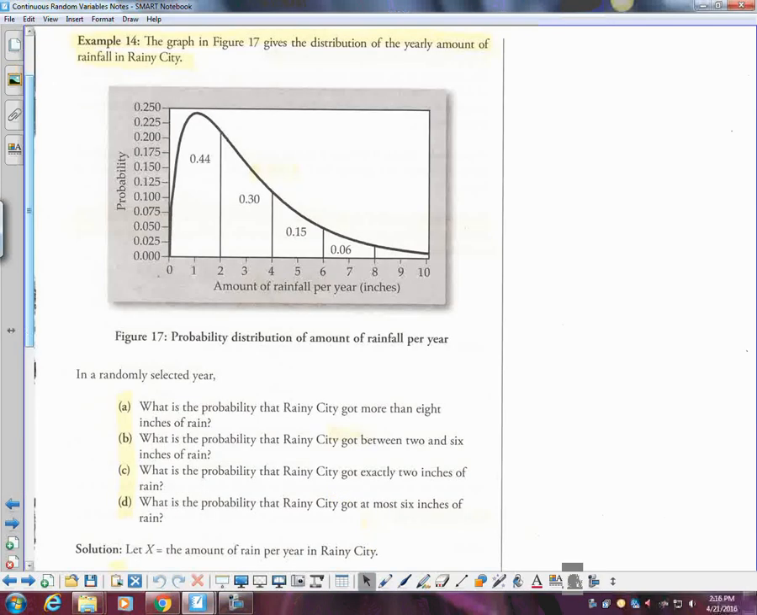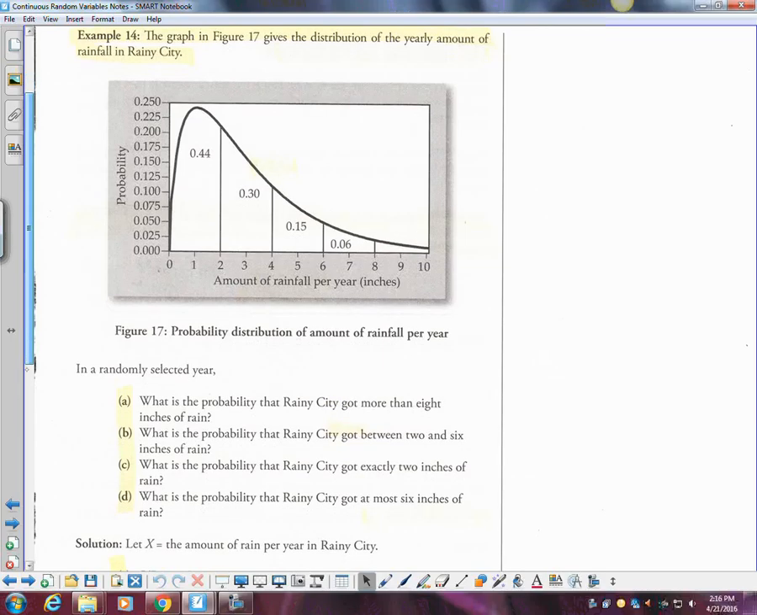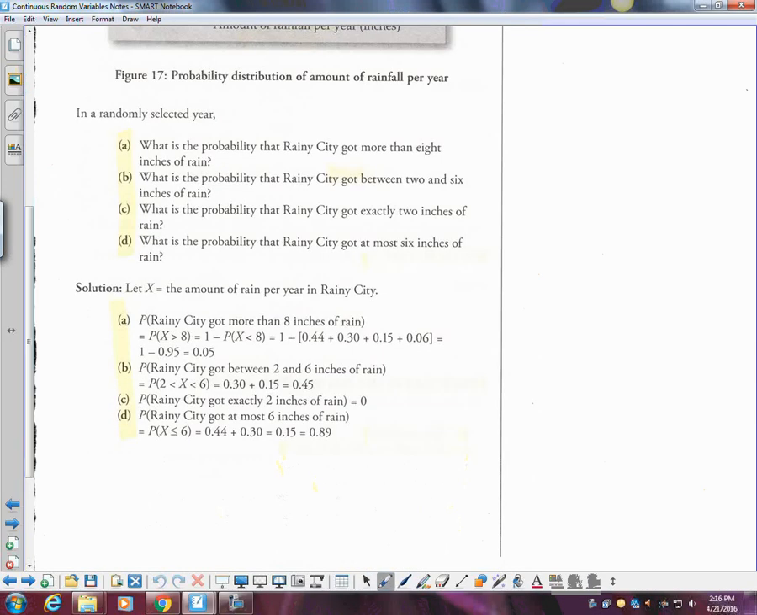Here we go. The graph in figure 17 gives the distribution of the yearly amount of rainfall in Rainy City. In a randomly selected year, we want to know what is the probability that Rainy City got more than 8 inches of rain. What would you do? 8 inches of rain. Look down here. First, you're going to state what it is that you're finding in words. Then you're always going to state the piece, turn it into math.